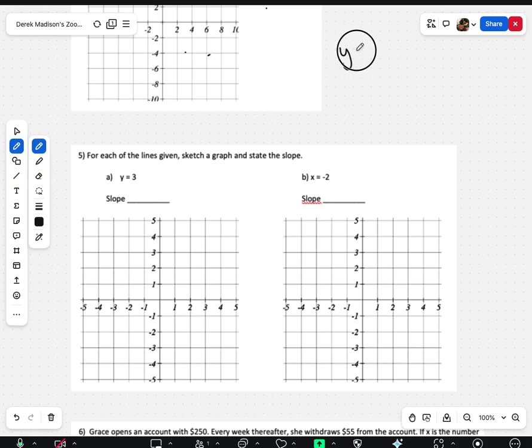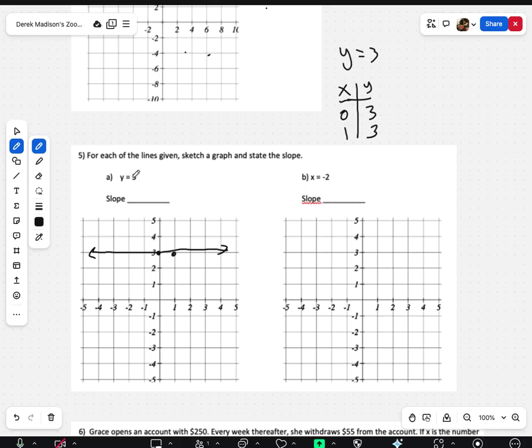So if I have y equals 3, the reason that's horizontal is because what that means is it doesn't matter what x is, y is 3. X can be any value. If I graph this, when x is 0, y is 3. When x is 1, y is still 3. If x was 4, it would still be 3. You can see I get a horizontal line through y equals 3.